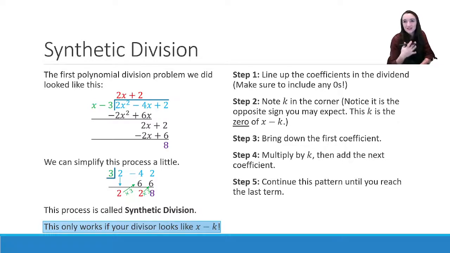And you'll find that it is a lot simpler than having to go through the steps of polynomial long division. It's just not as applicable everywhere because we have this one specification that it only works if we're dividing by what's called a linear binomial, a specific kind of linear binomial, where it's just x minus or plus a number.